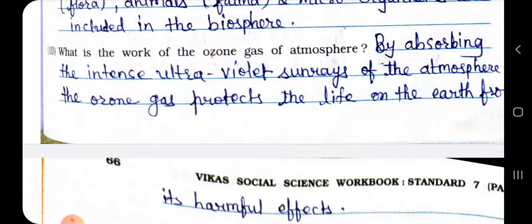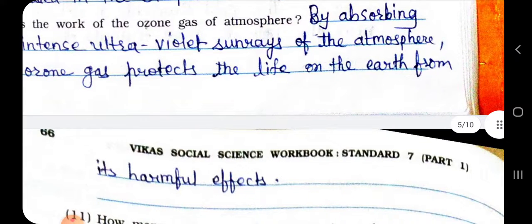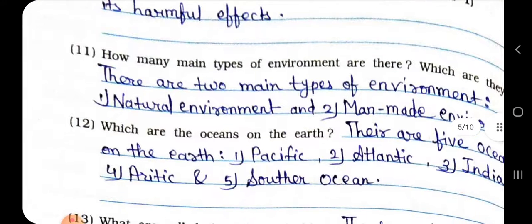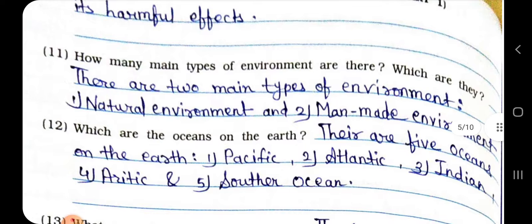What is the work of the ozone gas in the atmosphere? By absorbing the intense ultraviolet sun rays of the atmosphere, the ozone gas protects life on the earth from its harmful effects. In MCQ, this question asks the same point in a different form, so when you read anything, you must remember it.